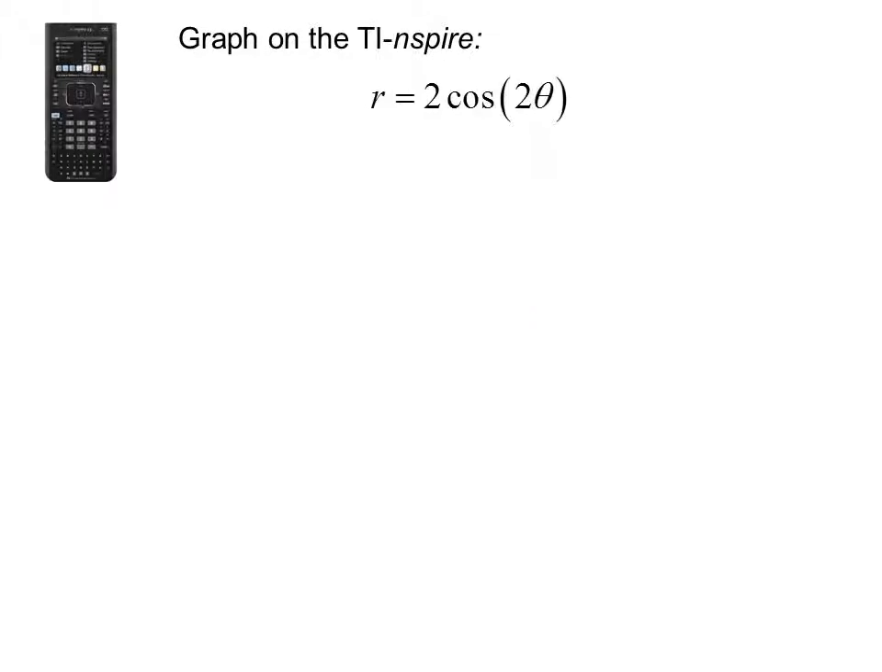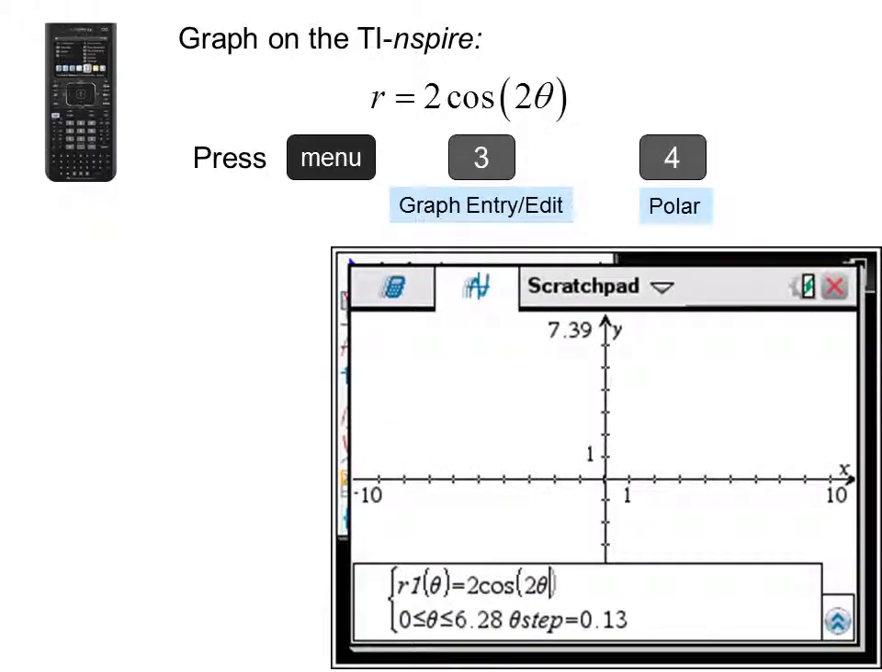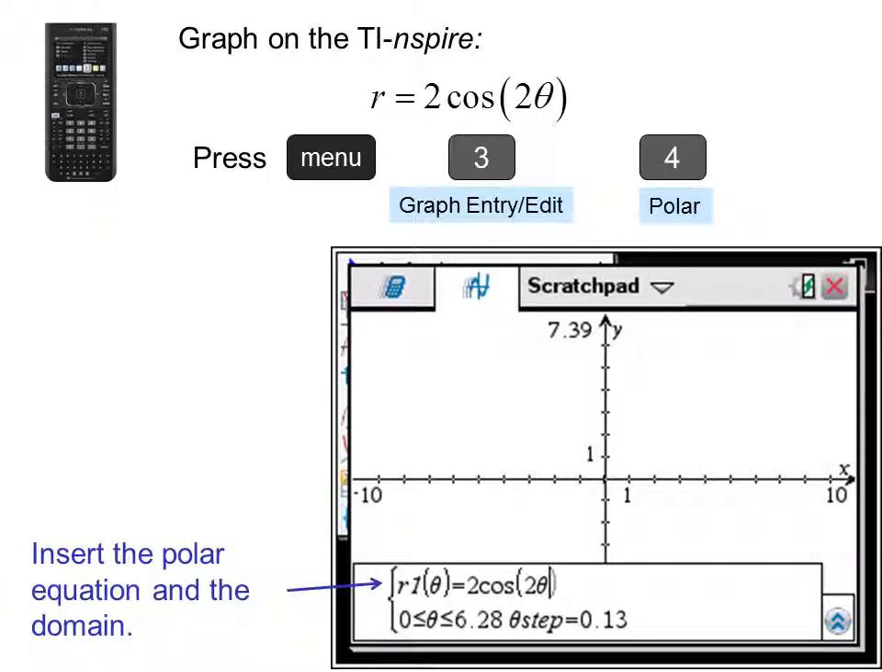Let's graph this equation on the TI-nspire. R equals 2 cosine 2 theta. Press Menu 3, Graph Entry Edit, 4, Polar. Insert the polar equation and the domain. Then press Enter to see your graph.